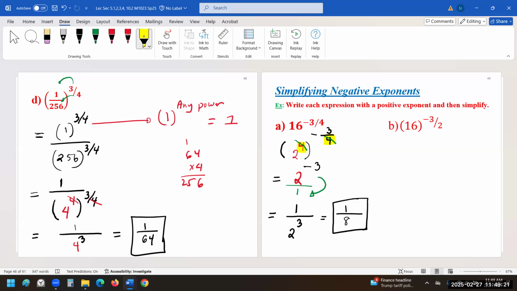Sergio, which step looks complicated? Any step? No? Okay, try the next one, Oliver. Because you flip them. One goes on the top, and the negative 3 goes down as a fraction.